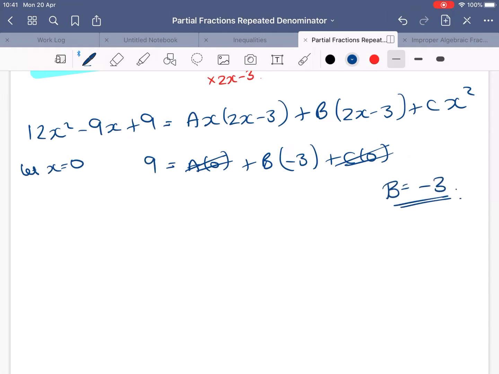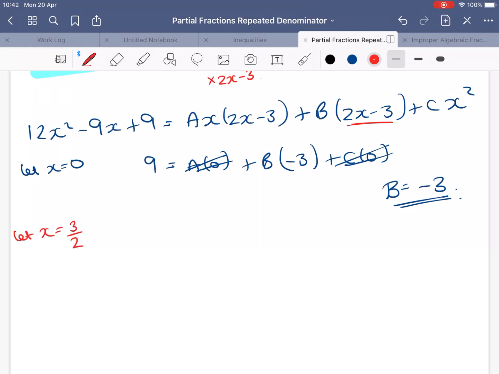Be careful there. It's really easy for people to accidentally say b is minus a third. So just be really cautious when you're doing these. It can be so easy to make little mistakes. Right, the second factor that we want to eliminate is this 2x minus 3. So I need to use a value of 3 halves, 3 over 2.